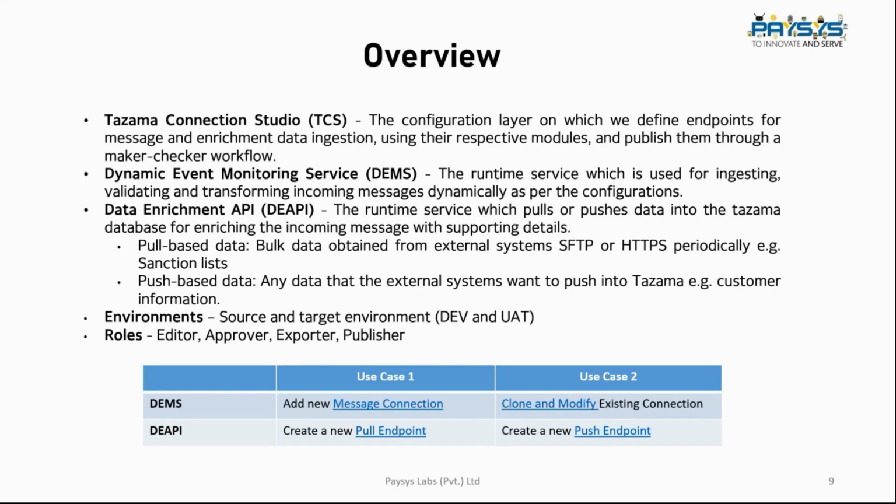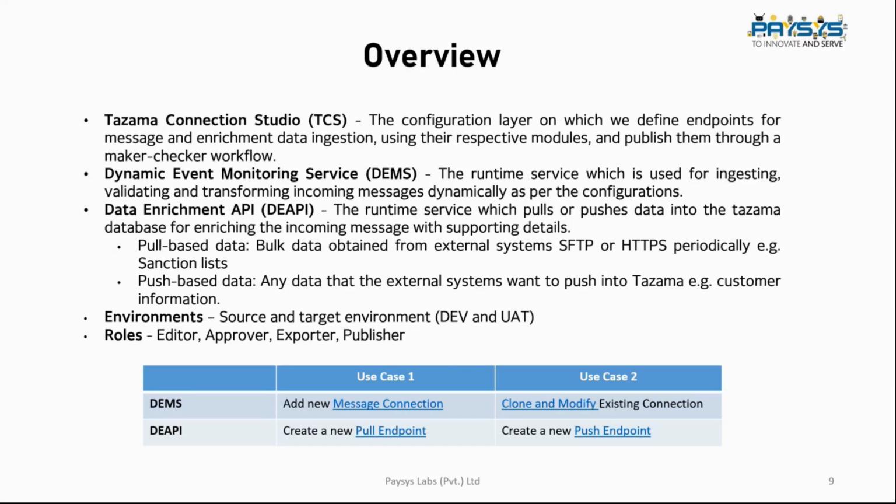Okay, a little bit about the roles. There are four main roles involved in the end-to-end process of defining and deploying a new connection. Those are editor, approver, exporter, and publisher. So editor is the first role in the chain, the one who creates a new connection endpoint definition on the dev environment, or the source environment, and sends the configuration on to the approver, who reviews and approves the configuration. Once the configuration is approved, it is sent to the exporter's bucket for them to place the configuration on the SFTP server. Then it is imported and deployed by the publisher on the UAT environment.